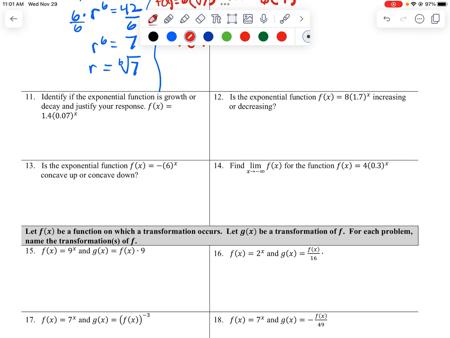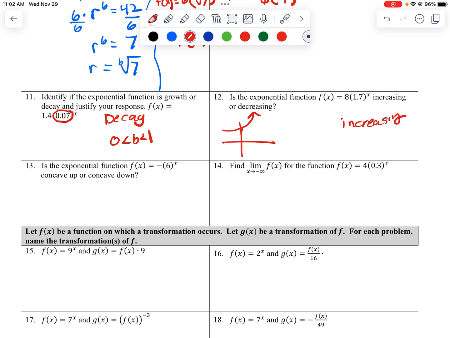Identify exponential growth or decay. Okay, so I'm going to say that this is decay because our b value is in between 0 and 1. So 8 times 1.7 to the x. So I know it starts at 8 and then it's increasing. So this one would be increasing.